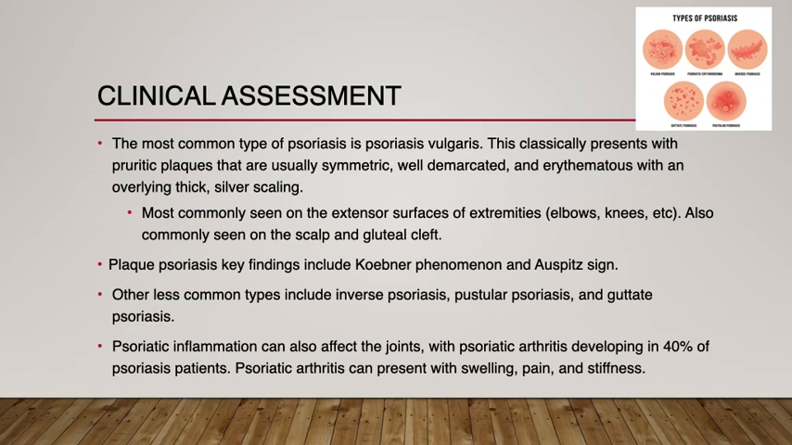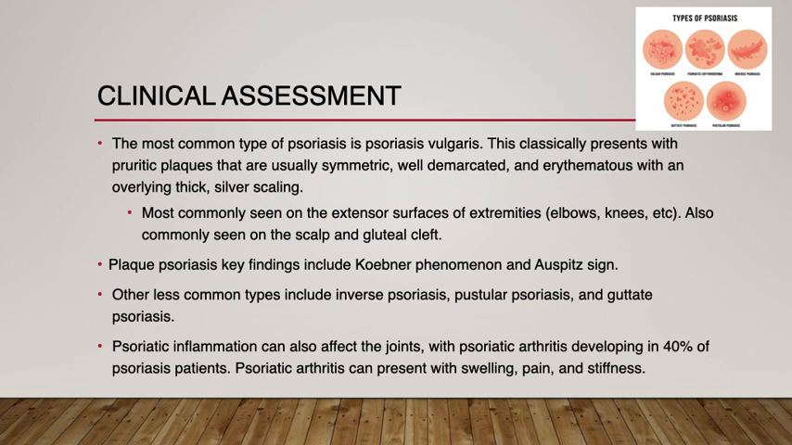Now that we know the etiology and pathophysiology behind this condition, let's talk about the various types of psoriasis. Psoriasis vulgaris, or plaque psoriasis, is the most common type of psoriasis. This is described as well-demarcated pruritic plaques with an overlying thick silver scaling, most commonly seen on extensor surfaces of the skin. The plaques may appear different depending on your patient's skin color. This can range from pink on lighter skin to brown or gray on darker skin.